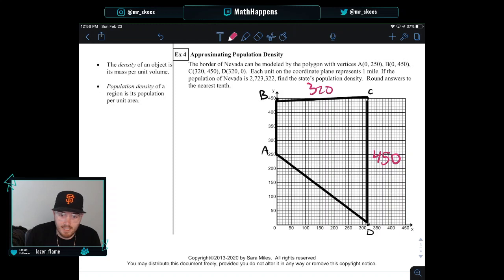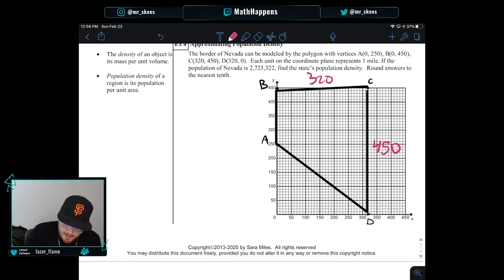We'll figure out that slant in a second. Really, we just need to make our box. We just care about the area, not the perimeter. We just care about the box. So here's our box right here. The dimensions of the box are 320 by 450.